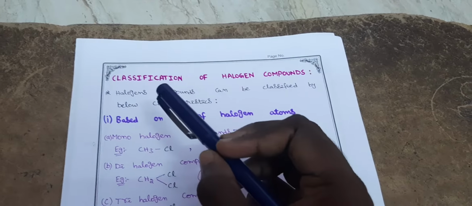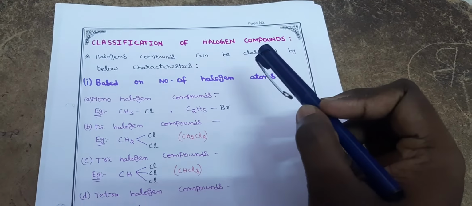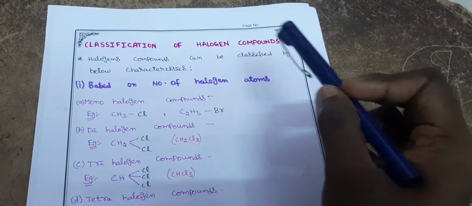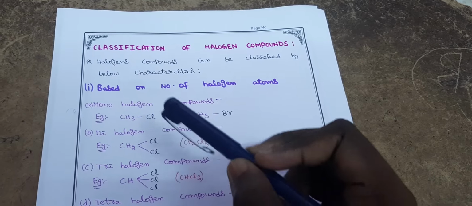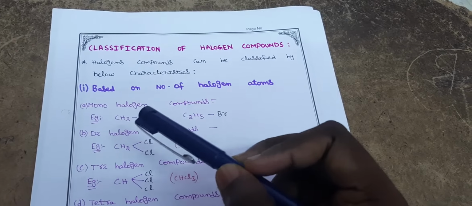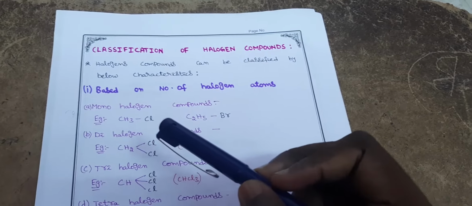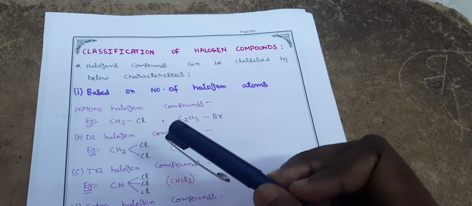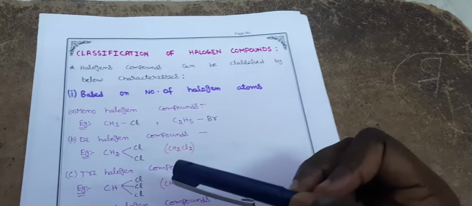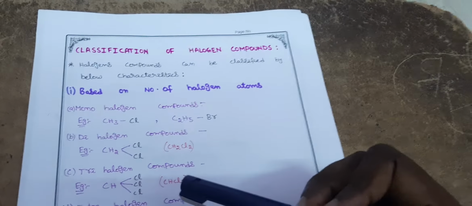Today our topic is on classification of halogen compounds. First, what are halogen compounds? A hydrocarbon which is attached with a halogen, a single or many halogens, is known as a halogen compound. Those halogen compounds can be classified by the below characters which are being discussed now.